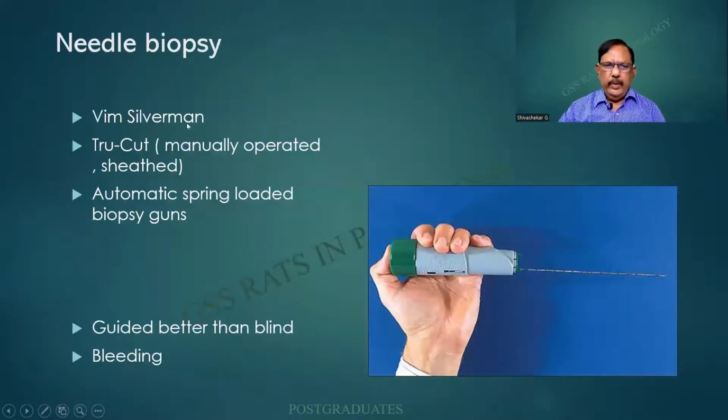So the needle that has been used: one is the Wim Silverman, the other is a true cut, which is manually operated and sheathed or covered. Sometimes they are automated, spring-loaded biopsy guns. So you find that he is applying some kind of a pressure, there is a spring, and there is a withdrawal wherein the tissue is brought into the needle. And generally it is said that guided aspirations or biopsies are better than blind, and bleeding can be minimized in this.